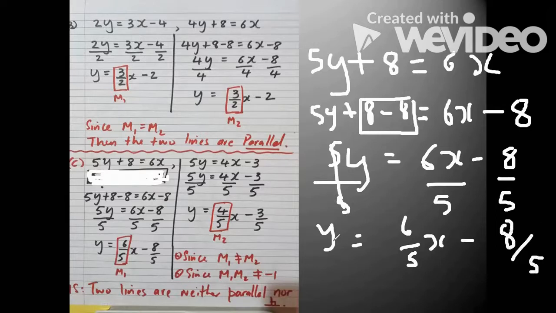So the gradient for the first line is 6 over 5. It's right here also. And then now, the line on the right. All we need to do is just divide everything by 5. And it turns out that m2, the second gradient, is 4 over 5. Now, obviously, they're not equal. 6 over 5 and 4 over 5. They're not equal, so they're not parallel. And when you multiply these two numbers here, they don't give you -1.